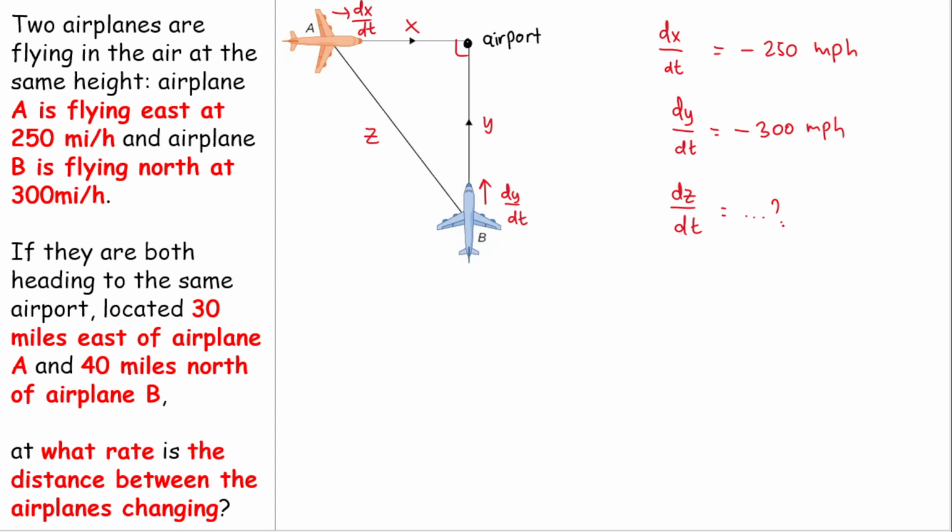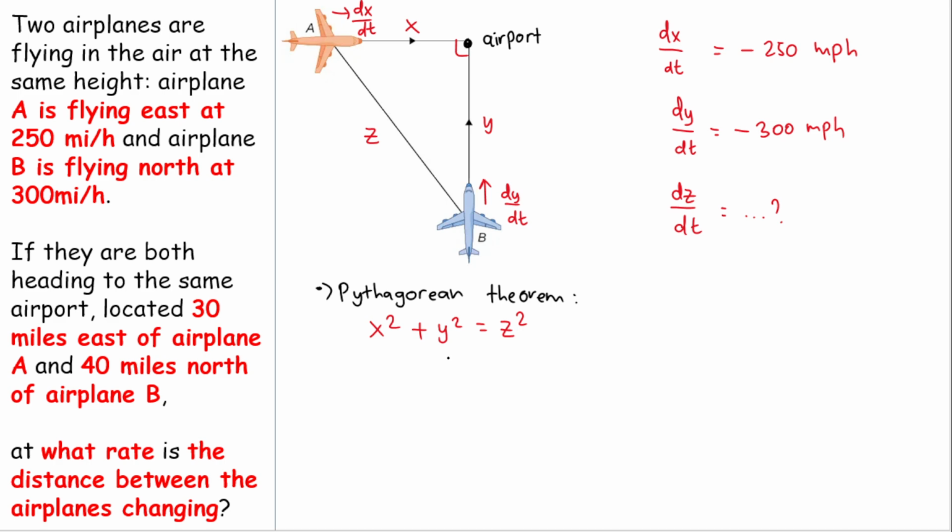Okay, and how to do that? We have a right triangle, so obviously we will need to use the Pythagorean theorem, which is, of course, x squared plus y squared is equal to z squared. And all of that is a function of time.